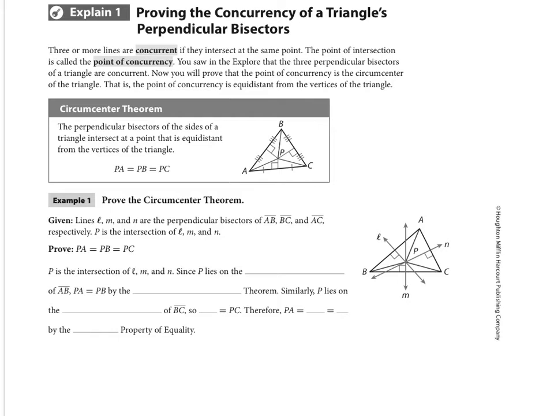And there's a theorem that goes with it, so let's highlight this, put a big star next to it, highlight it with a highlighter marker, whatever you need to do to make sure that you are seeing what's going on here. The perpendicular bisectors of the sides of a triangle intersect at a point that is equidistant from the vertices. So let's underline those words there, equidistant from the vertices.